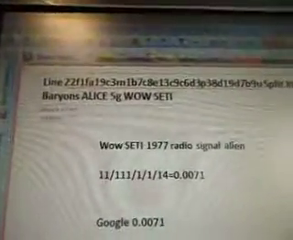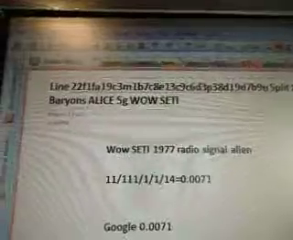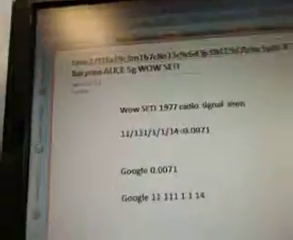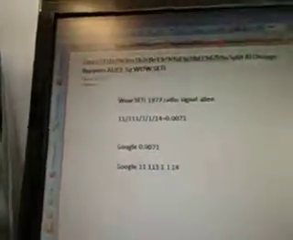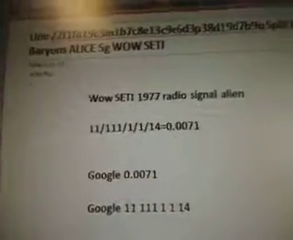It's the name of a program, or it's the name of something. 5G Wow Seti. It's not someone's name, it's an actual name of a testing site for stuff like this. So there's the alien radio signal there.